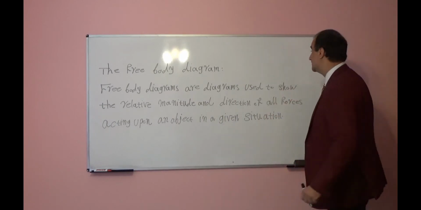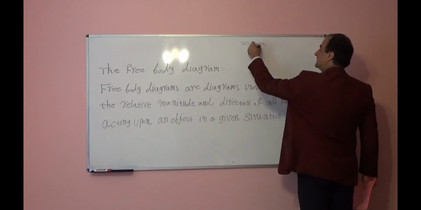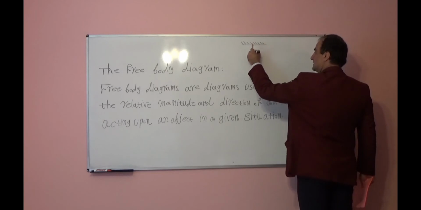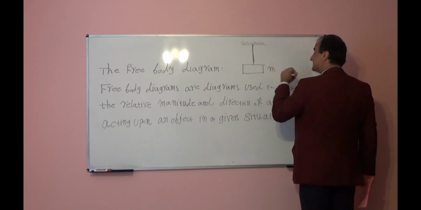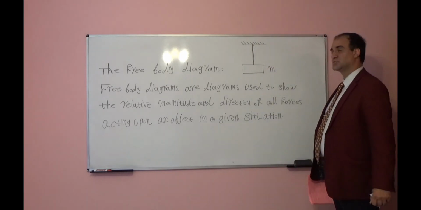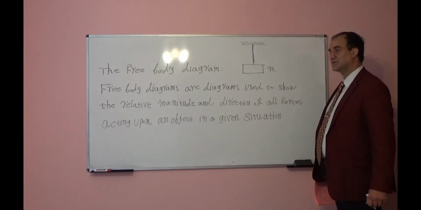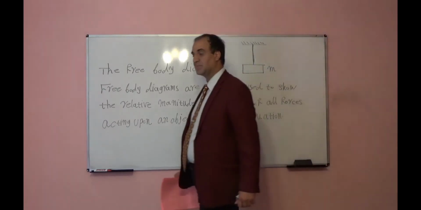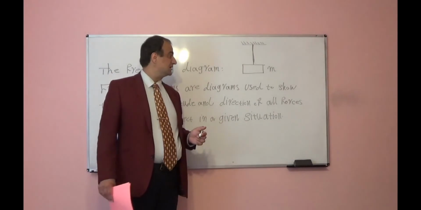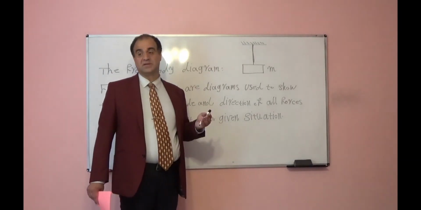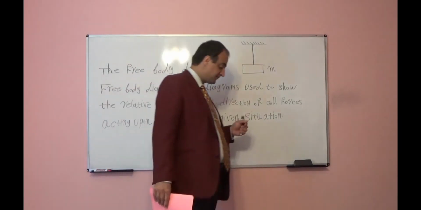For example, assume we have a hanging weight. This is the ceiling and there is a hanging weight here. The mass for this weight is M. So a good example is a hanging weight. Let's look at what the free body diagram is here. For example, this mass is one small box or something like that. Here our particle is the box because we want to look at the equilibrium of that box.